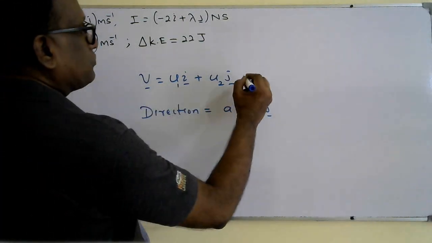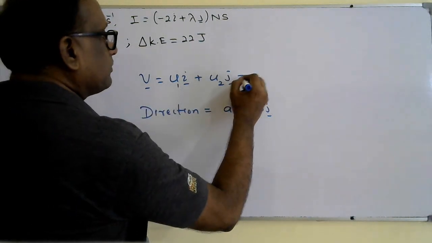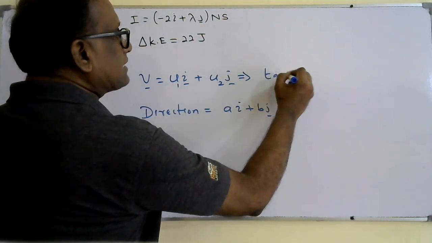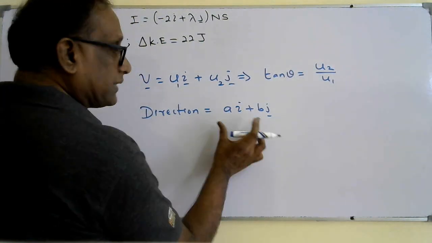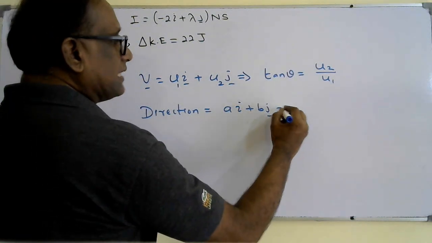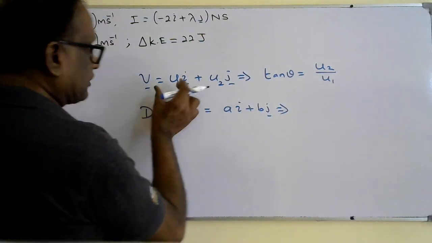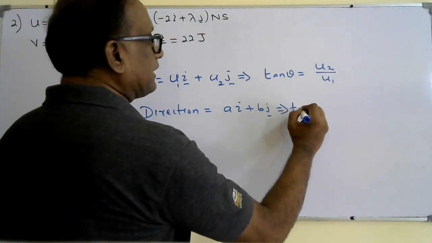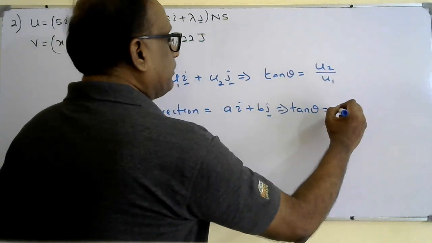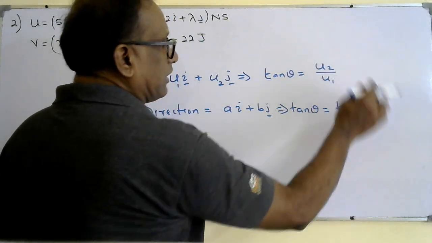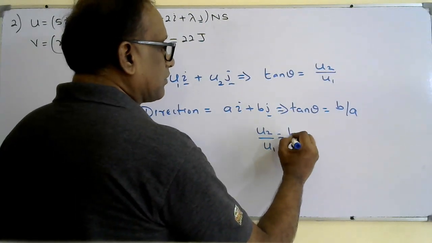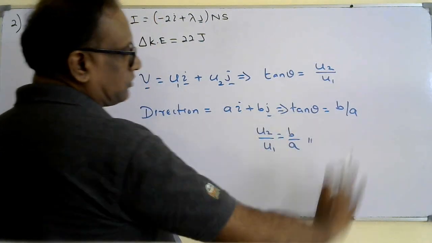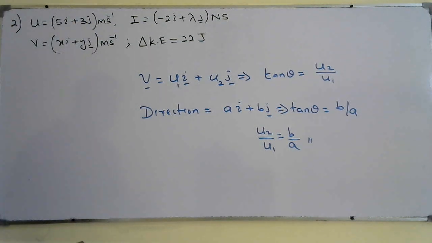So from this we know how to find the magnitude. From this we know the direction, tan theta is equal to u2 over u1. But the directional vector is given like this. So this is the directional vector of the velocity from the same direction. So here also it must be tan theta equal b over a. So when you compare these two, u2 over u1 must be equal to b over a. From this you can find the unknown thing.